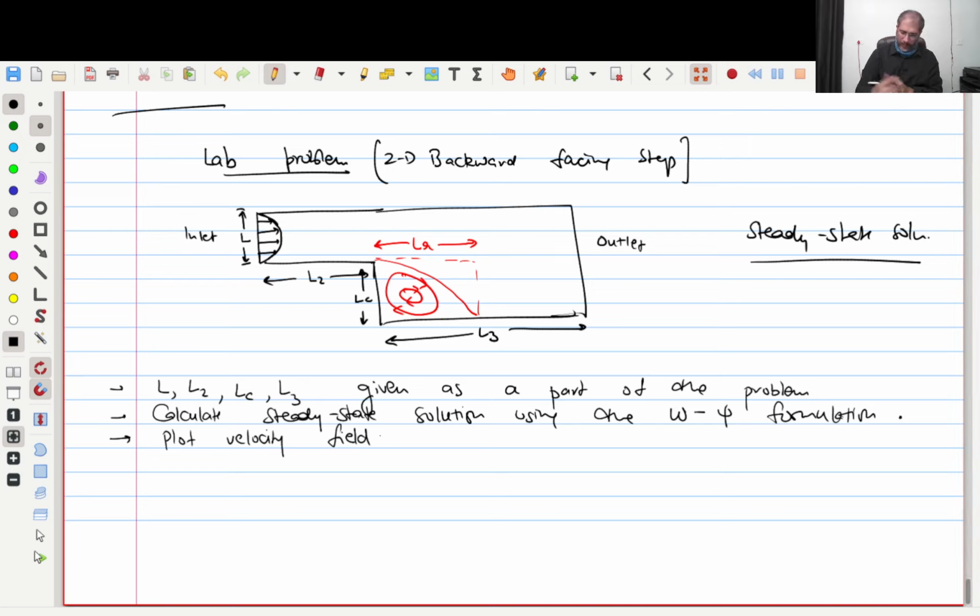Usually, even experimentalists, from their experiments, want to see streamlines. For us, that's very easy because we are using a vorticity stream function approach. We have already calculated the psi field, so we can easily plot the contours of psi, which is basically psi equal to constant lines, and these are nothing but streamlines in this case. So from the steady state solution, when you plot the contours of psi, we get streamlines.